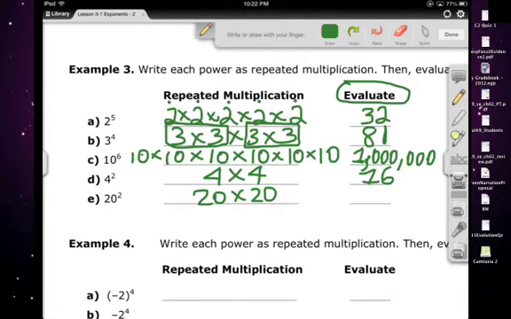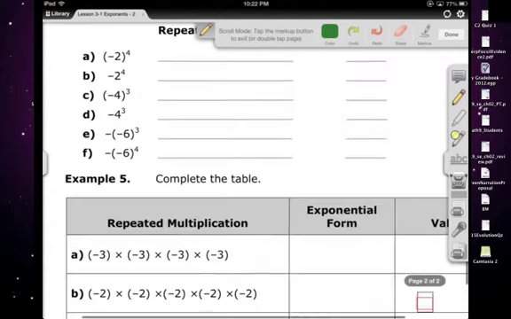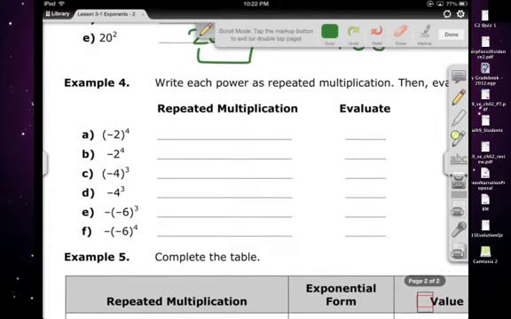16, and 2 times 2 is 4, and there's 2 zeros in here. Little trick. 400. Scroll up a little bit. The base itself could be positive or negative.